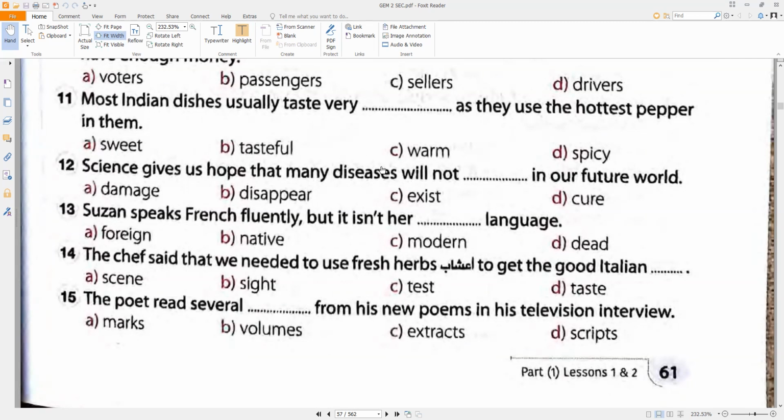Number 15. The poet read several extracts from his new poems in his television interview. Marks, volumes, extracts, scripts. Very good. Extracts.